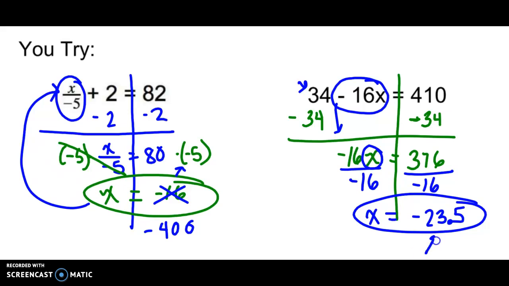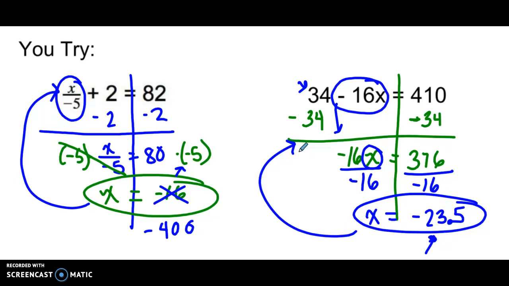And it must stay that half because, again, as you plug this back in to check your answer, if you round that up to negative 24 or down to negative 23, this equation is no longer going to be equal. So especially in the circumstances of equations, we can never round, always keep those decimals.